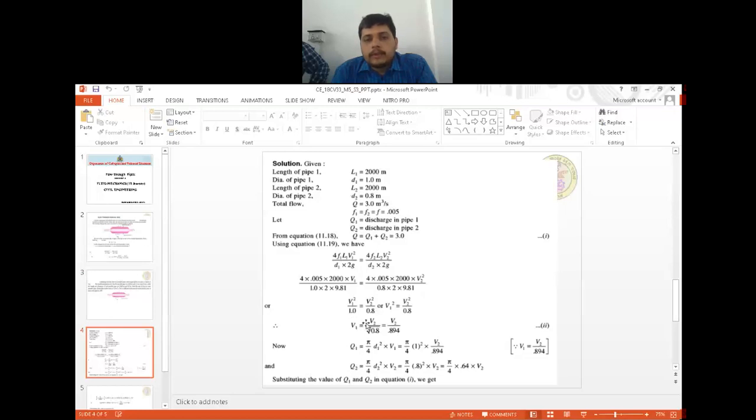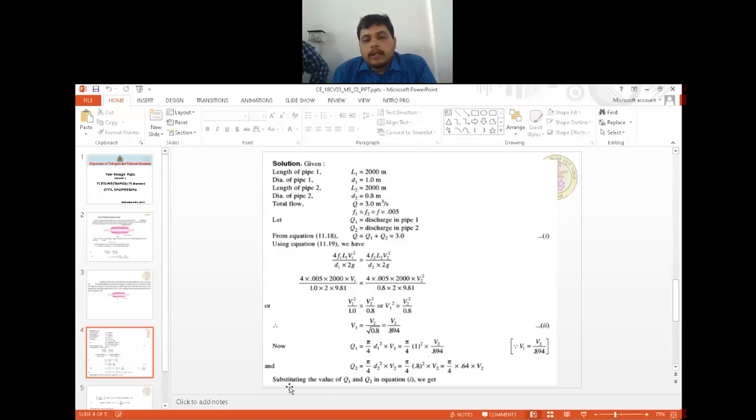Now substitute this value into this equation. Q is equal to A1 into V1. What is V1? Q1 is equal to pi by 4 into 1 square into V2 by 0.894. This we already arrived at from this equation. Then Q2 is equal to pi by 4 D2 square into V2. This is nothing but the cross sectional area of the pipe, and V2 is the velocity of flow. Here also you get this equation.